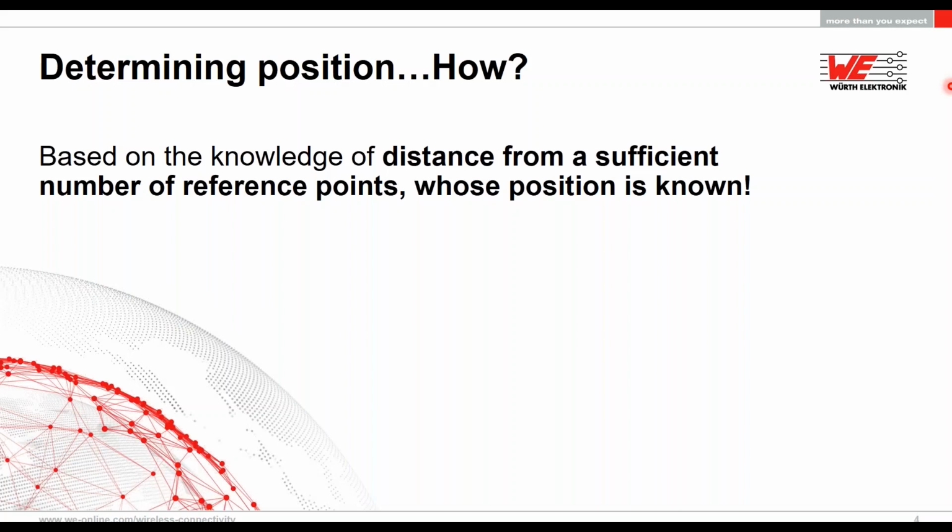How is it possible to determine position? Based on the knowledge of distance from a sufficient number of reference points, whose position is known. Let's take an example in one dimension. In one dimension, if we know the distance from a reference point, that means that we have two possible locations for our receiver, one on the right and one on the left of our reference point.